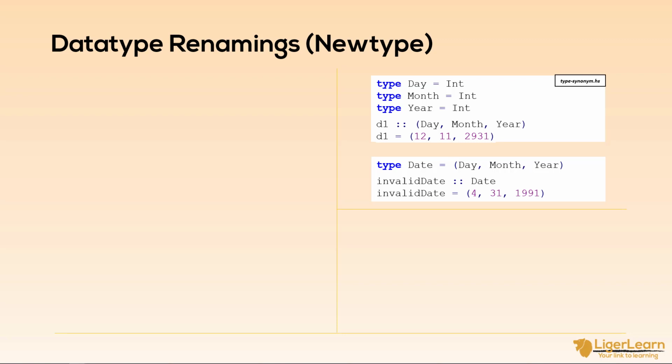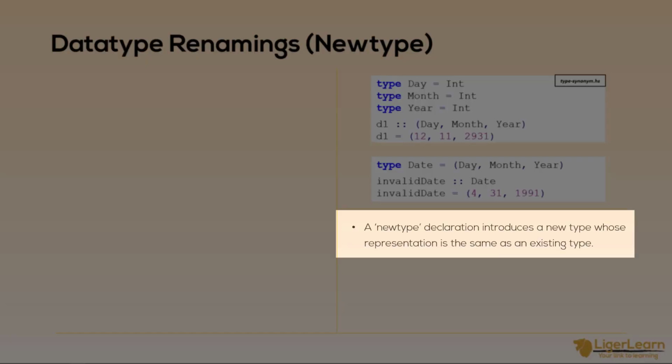In order to declare a datatype renaming, we write a newtype declaration. A newtype declaration creates a new type which has the same representation as an existing type, but which has a separate identity in the type system. Let's have a look at some examples.